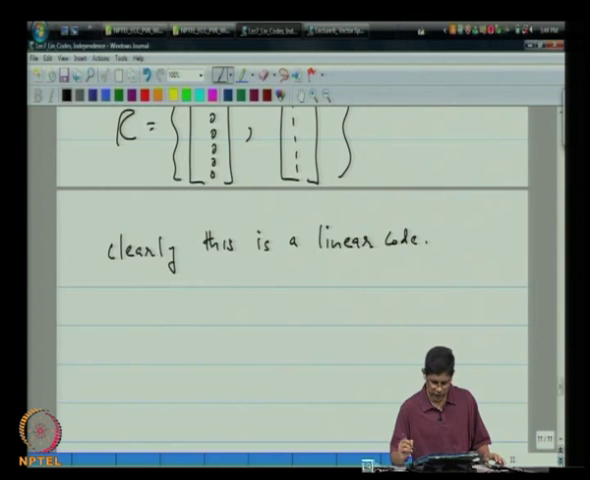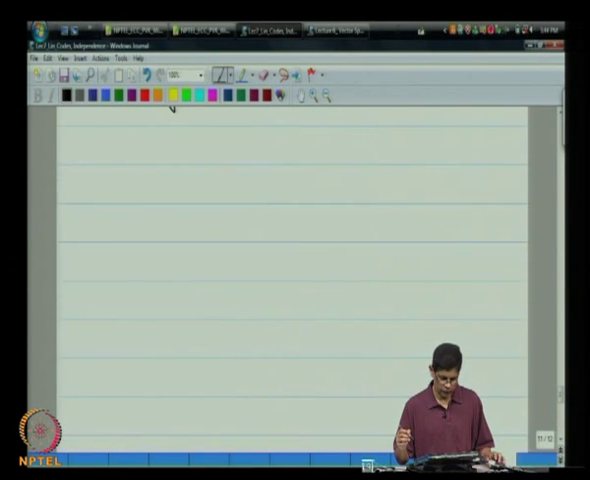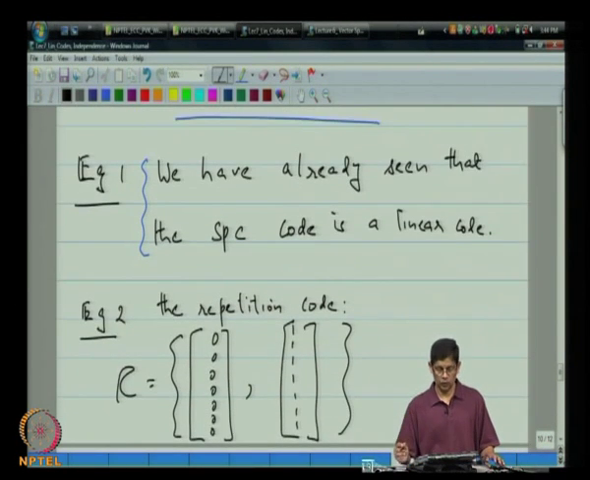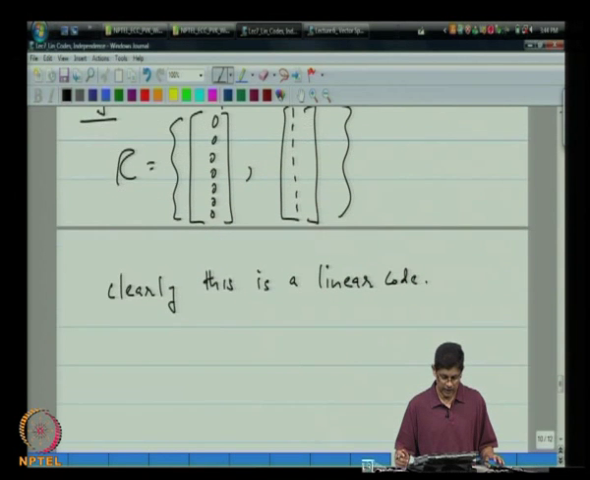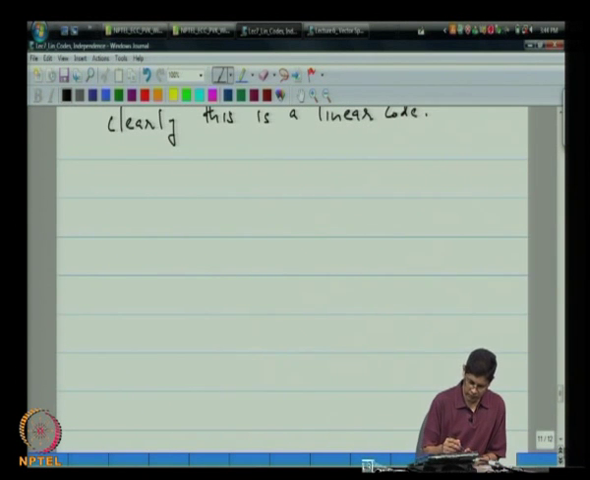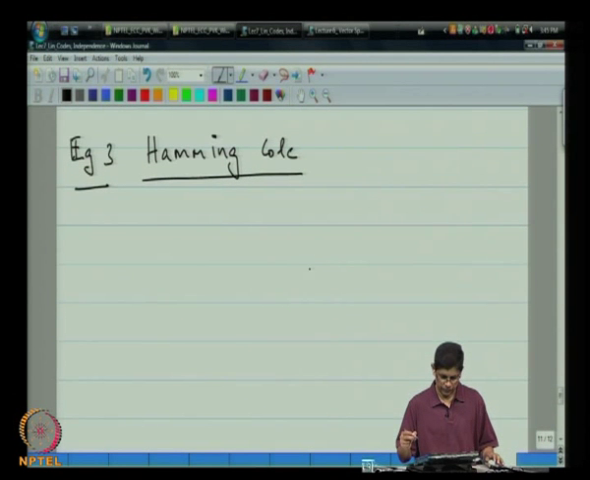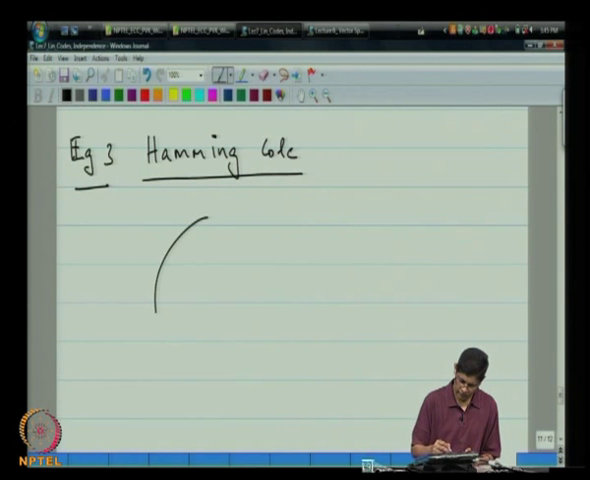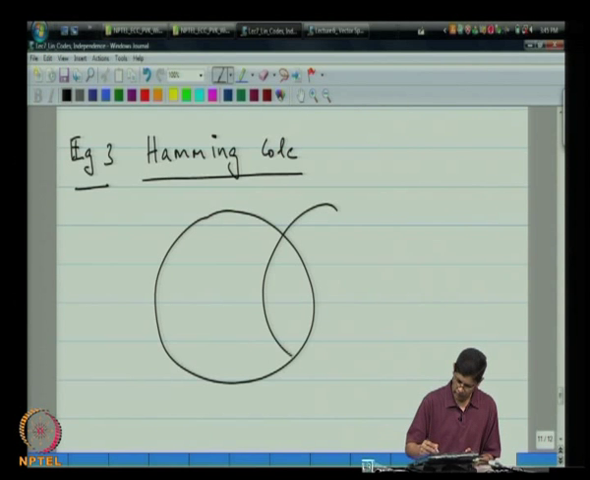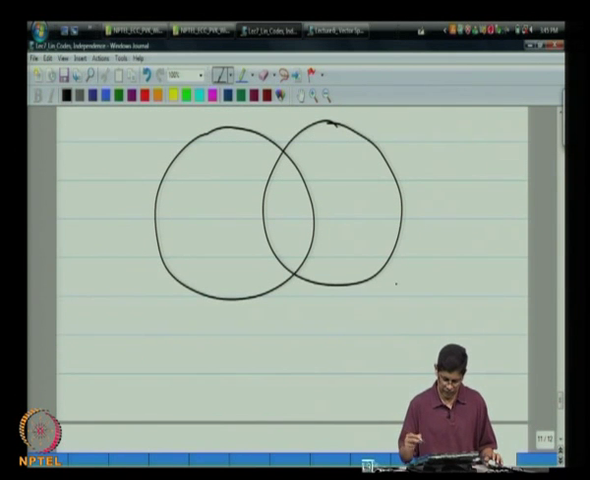So, the more interesting question: the two codes, the single parity check code and the repetition code, are both linear. The more interesting question is, what about the Hamming code? So, the Hamming code, and I will draw the familiar picture again.